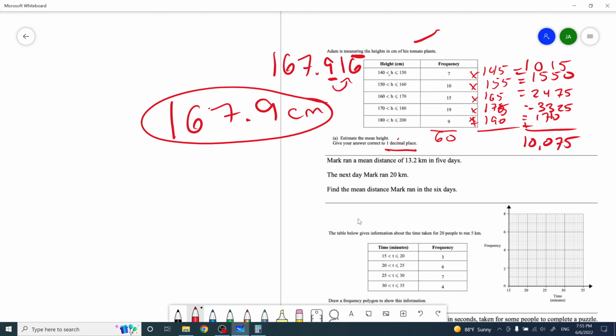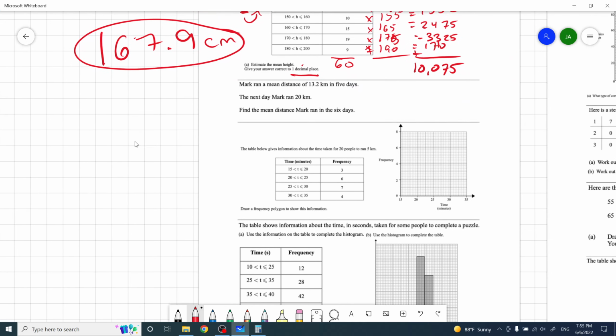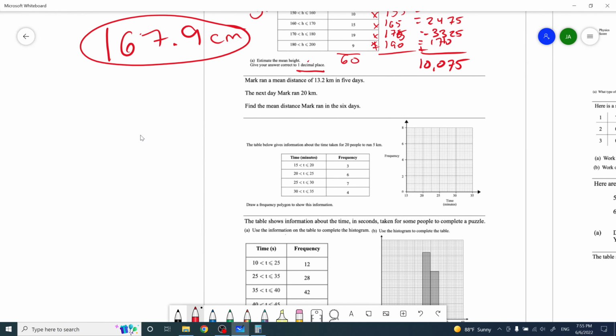Moving on to the next. Mark ran a mean distance of 132 kilometers in 5 days. So we don't know how much he ran exactly, but we do know that if we add it all up and divide it out, we would get 13.2.